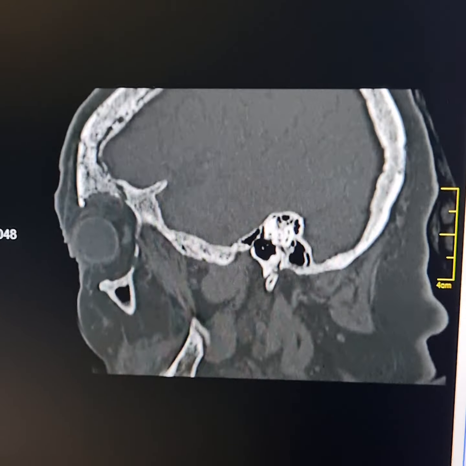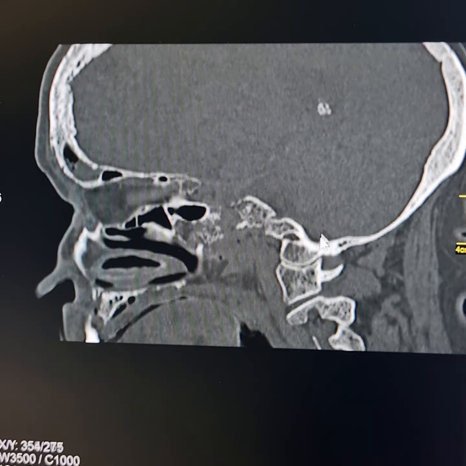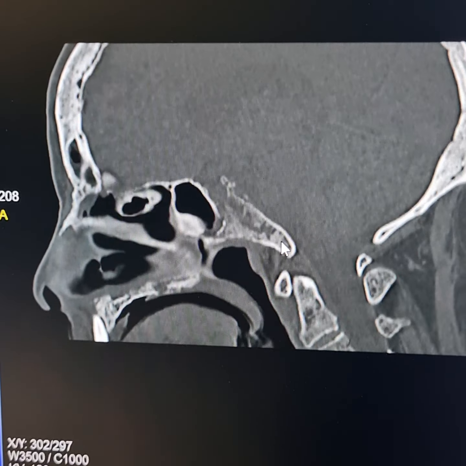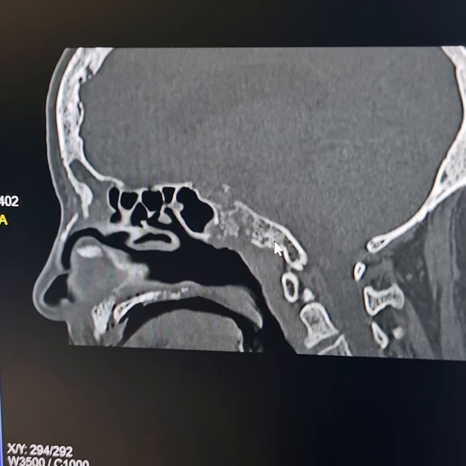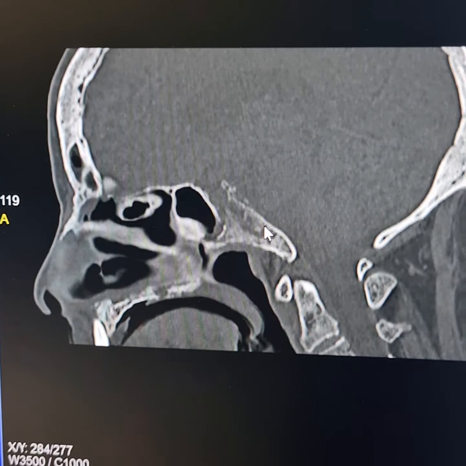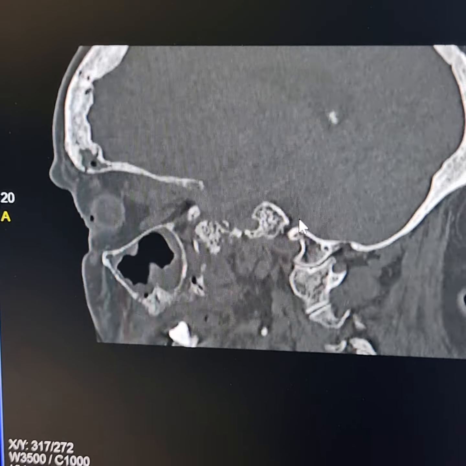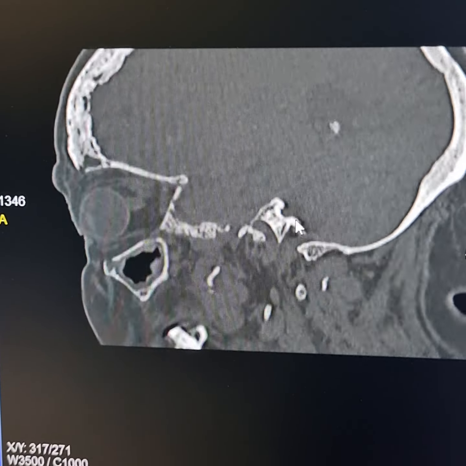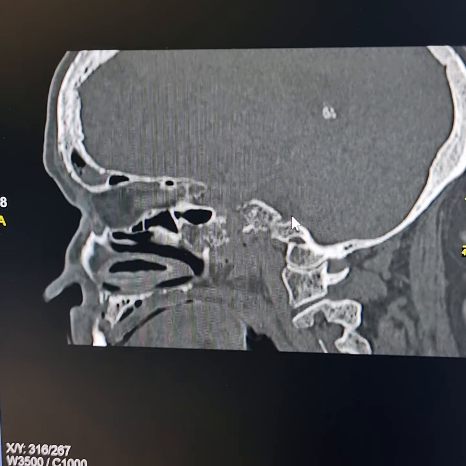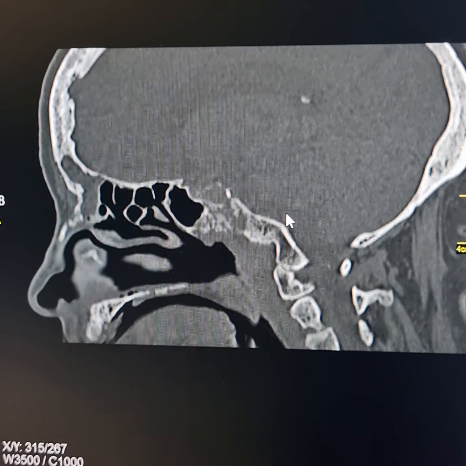This is the sagittal scan. Now please observe the erosive process involving the clivus, posterior clinoid processes, dorsum sellae, and petrous parts of both the temporal bones. It is an extensive involvement by the mucormycosis.